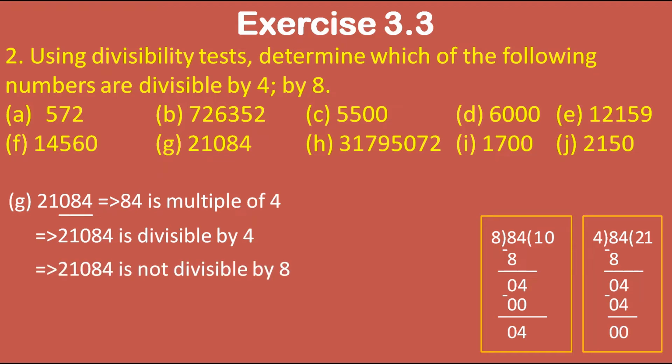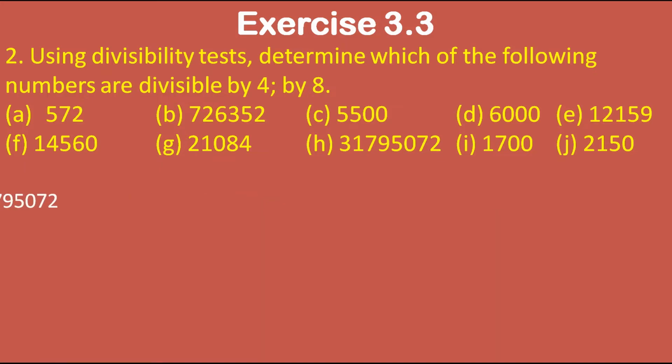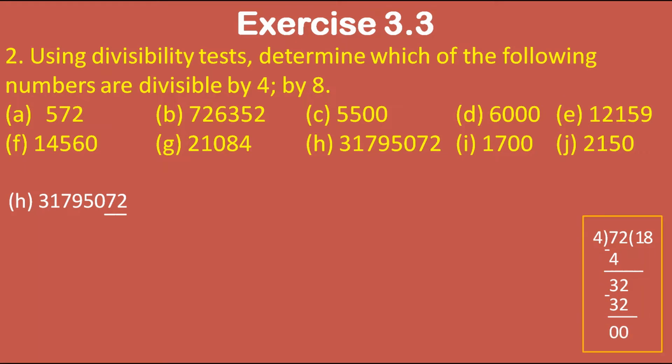Okay. Now let's move to the next number. That is this one. It is too big. So no worry. We have to check the number formed by last two digits, and that is 72. Let's divide this 72 by 4. 4 ones are 4. 7 minus 4 gives 3. 2 came down. 4 8s are 32. 32 minus 32, 0. As we are getting 0 as a remainder, 72 is a multiple of 4. Therefore, the whole number is divisible by 4.